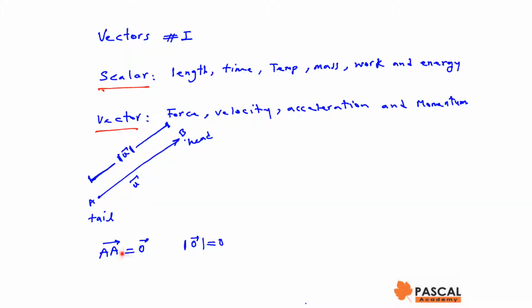If the tail and head of a vector are the same, it's called the zero vector. The magnitude of a zero vector is zero. When the magnitude of vector AB is one, AB is called the unit vector.